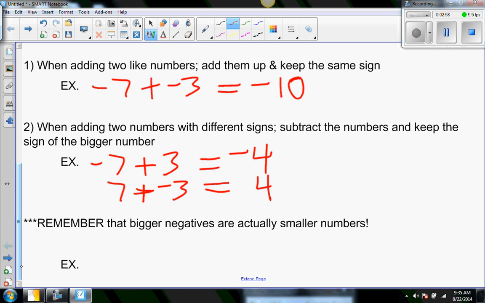So here is the main thing to remember about this section. Bigger negatives are actually smaller numbers. So -10 is smaller than -5, even though the 10 is bigger than 5, because -10 is further away from 0 on the number line. It's getting smaller and smaller and smaller the higher the negative gets. So -7 would be less than -3 when you're comparing it.